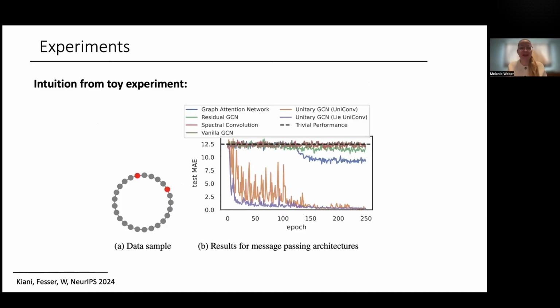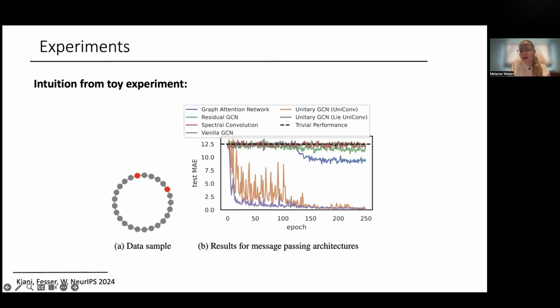Okay, so now let me get to the experiments. Actually, let's take one more look at this simple toy example that we had before, and compare the performance of different architectures. What we've seen before in the plots were the training dynamics, right? It was not the performance. In this plot now, you see the test loss, so the actual performance of the architecture.